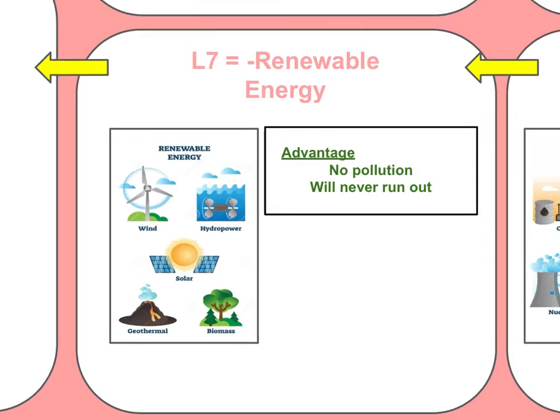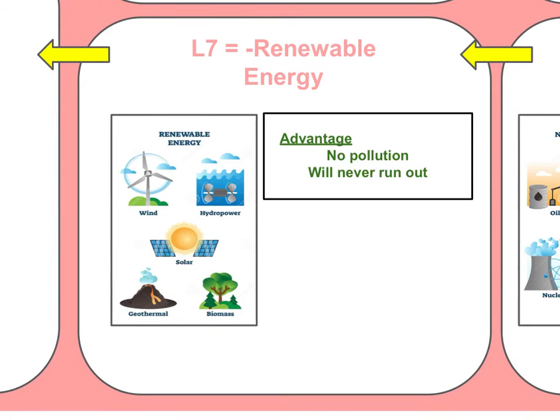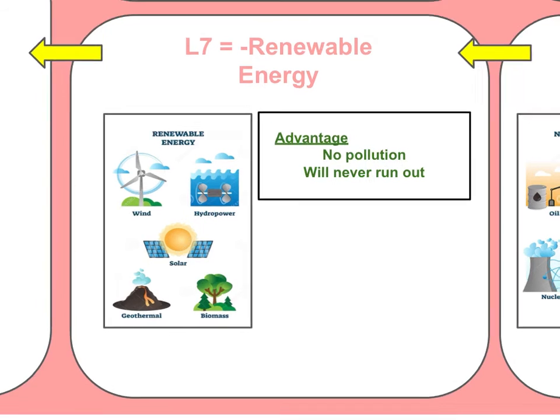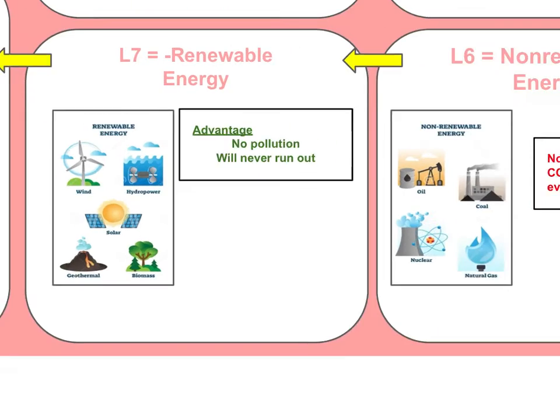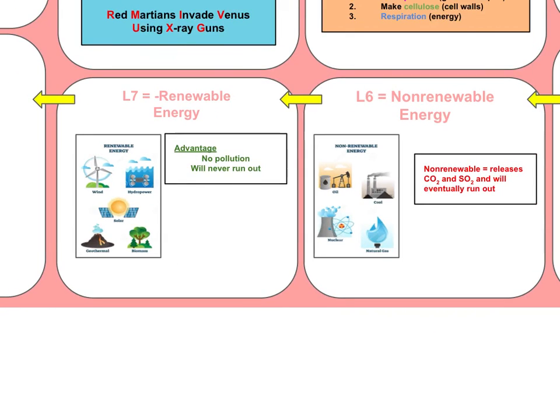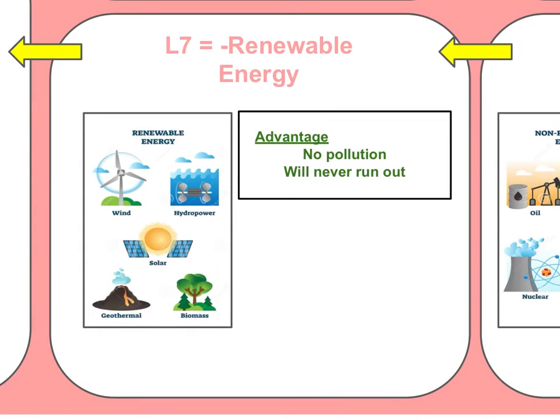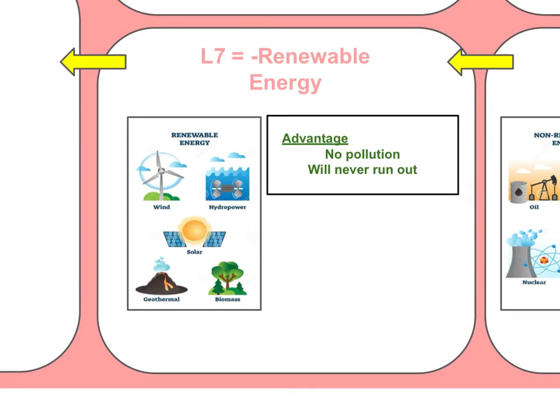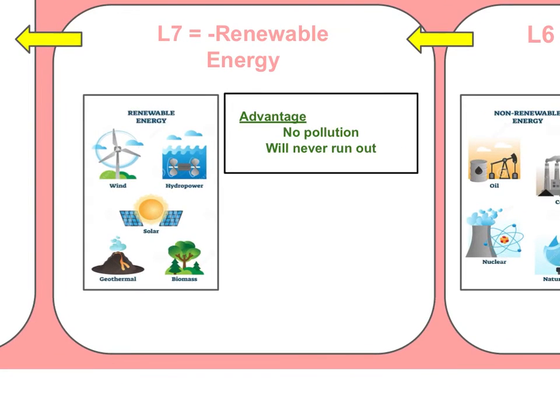Lesson 7 then was on renewable energy. So it's never going to run out. We can always replenish it because it's things like wind, energy from the sun, energy from the trees, energy from the earth, and then we can use water to generate electricity as well. There's no pollution and it's never going to run out. And that's in lesson 7. In year 8, you're going to look at some disadvantages as well.